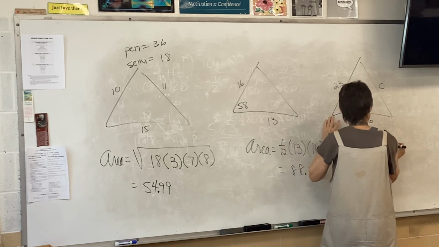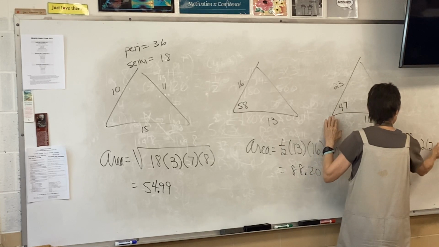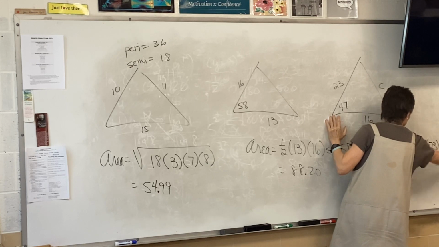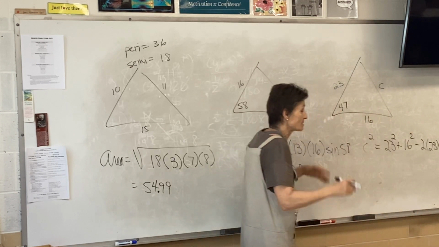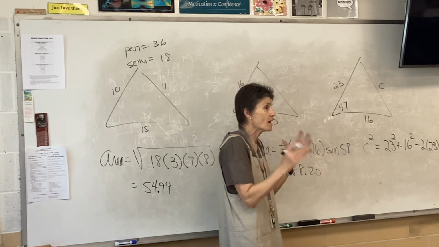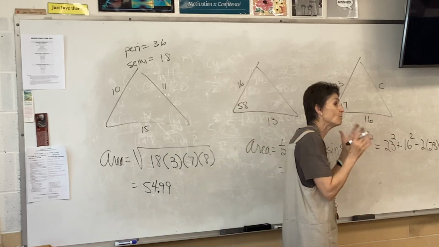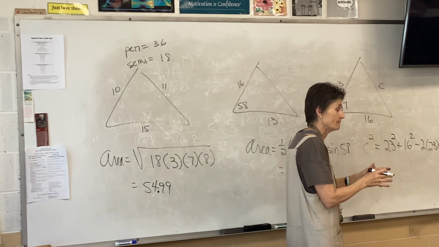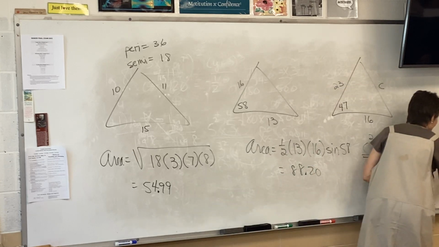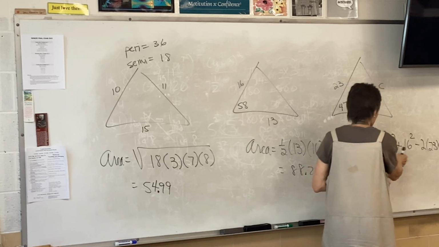It says c² equals 23 squared plus 16 squared minus 2 times 23 times 16 times cosine 47. Somebody else period says, Miss Ford, how do you know what's A, B, and C? It doesn't matter, because you're not memorizing the letters. You're memorizing the pattern. How does this formula work? C squared goes with this angle right here. Those go together. And then these are the other two sides.